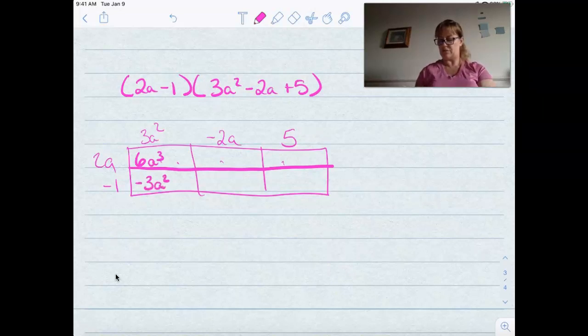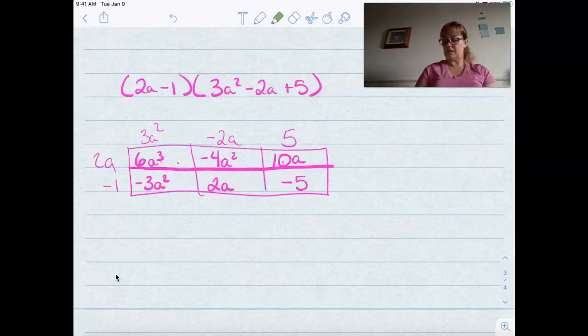2 times negative 2 is a negative 4. A times a is a squared. Negative 1 times negative 2 is a 2, and then the a comes down. 2 times 5 is 10. The a comes over. Negative 1 times 5 is a negative 5.